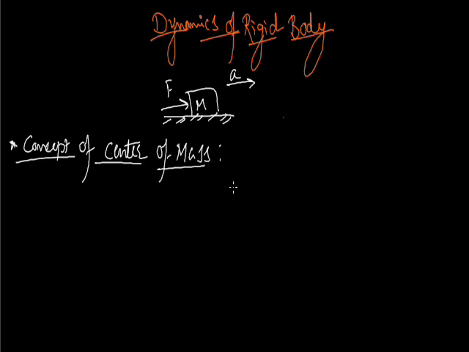It is a certain point whose motion represents the translatory motion of a whole system, the motion of the whole body. This point is called the center of mass. The center of mass of a system of particles is a point where the mass of the system is supposed to be accumulated or concentrated for the study of translatory motion of that particular body.